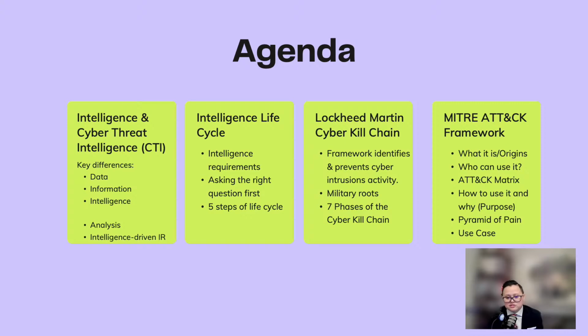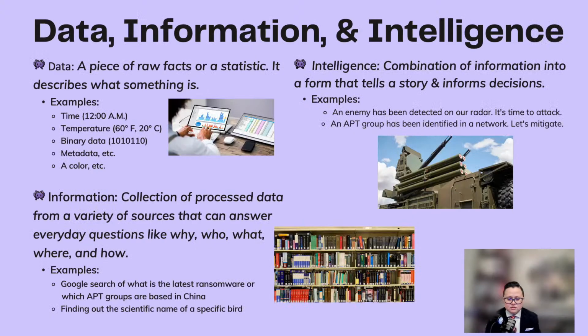So let's continue. A lot of people get confused with the differences between data, information, and intelligence. So let me explain the key differences between the three. Data is a piece of raw facts or a statistic. It describes what something is. It's more of like the numbers. It's something that's measured. It can be the time, 12 o'clock on the dot.